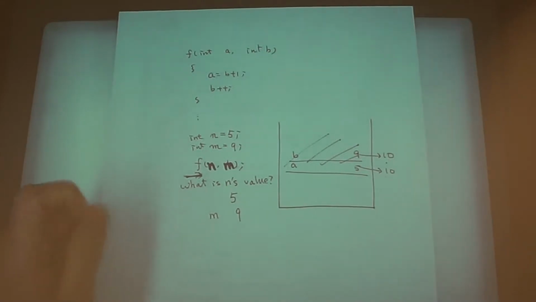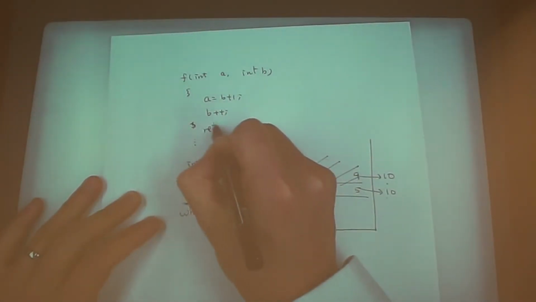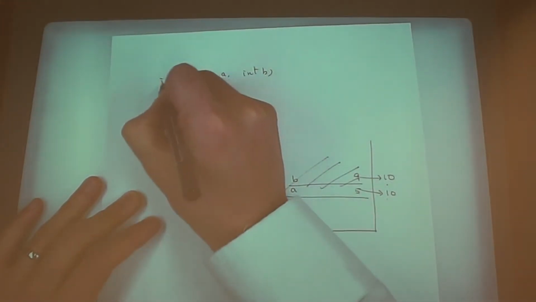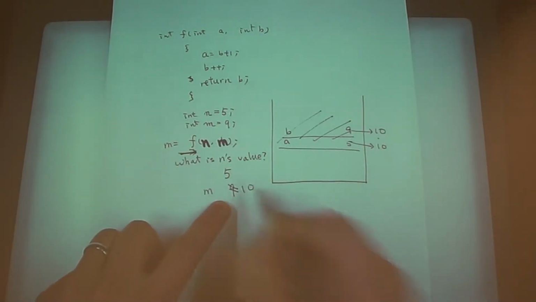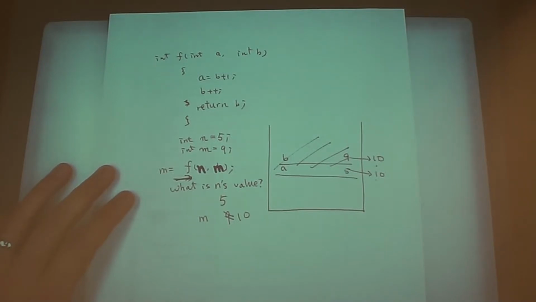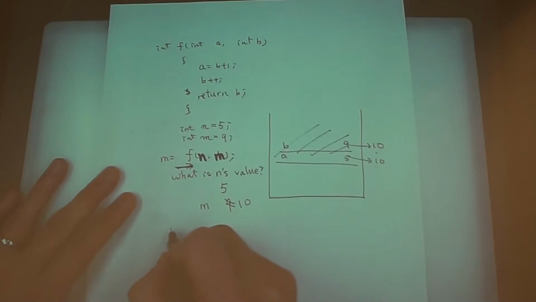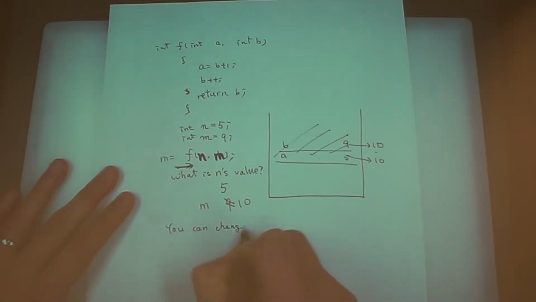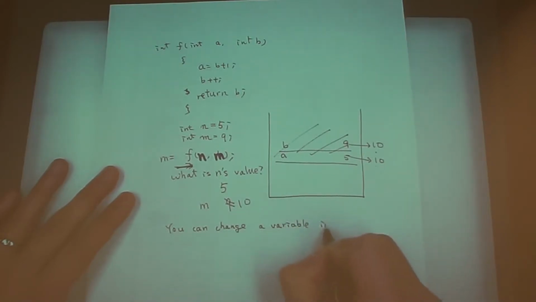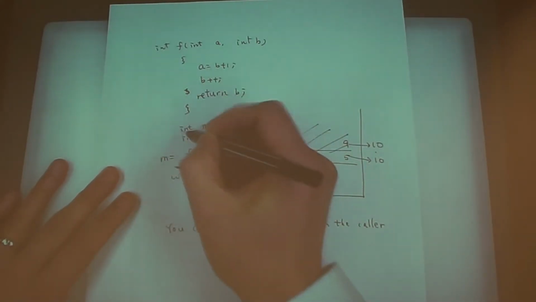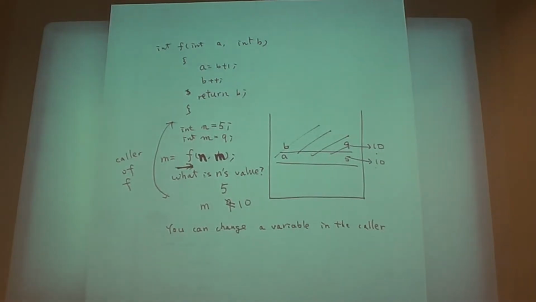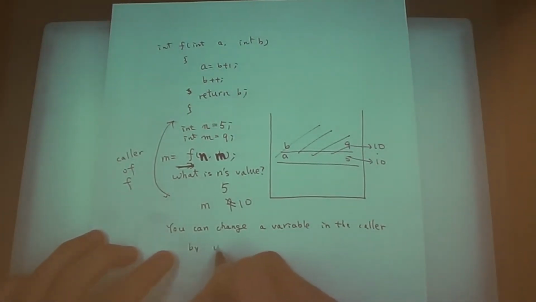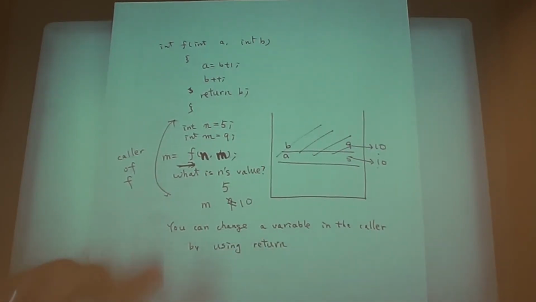Any questions? The only way you can change something in the caller is by return. If you say return b, and you put the integer here, then m is set to this value. Then n is still 5, but m becomes 10 because you have returned. Any questions about this? So what this means is you can change a variable in the caller. Whatever function this is, the caller of f is the place where we call f. You can change a variable in the caller by using return. In this case, return b.